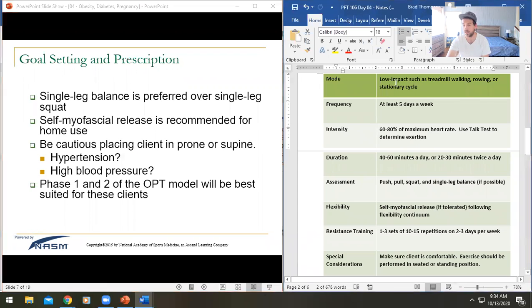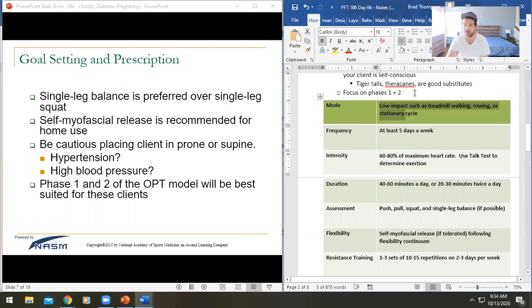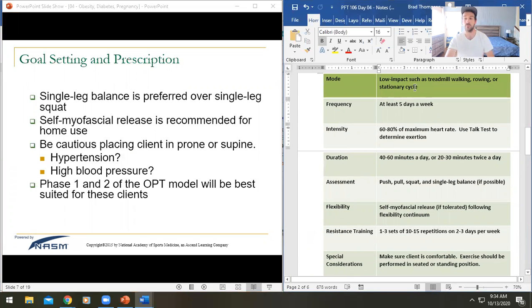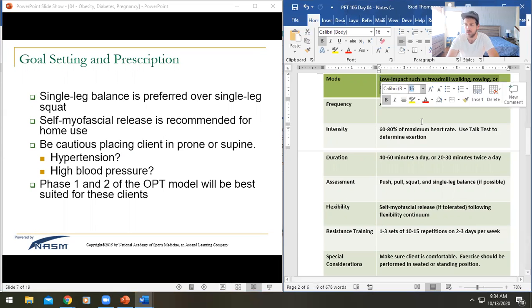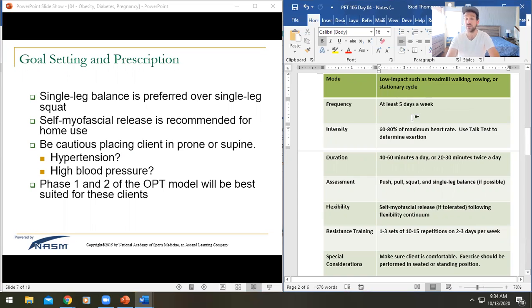So when it comes to our mode, so type on our FITT principles, right? We're going to choose low impact exercises such as treadmill walking. Rowing is a really good one. I actually really love rowing because it's total body. It's a great way to evenly distribute blood throughout the body, and it is incredibly low impact. Or using a stationary bike. All of those are going to be really effective choices.